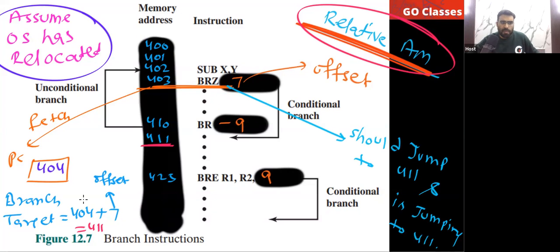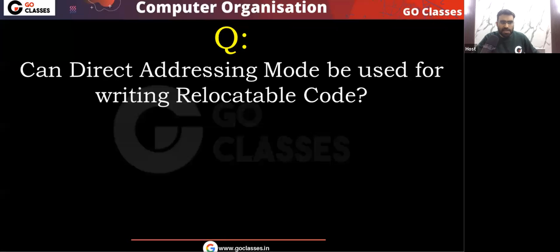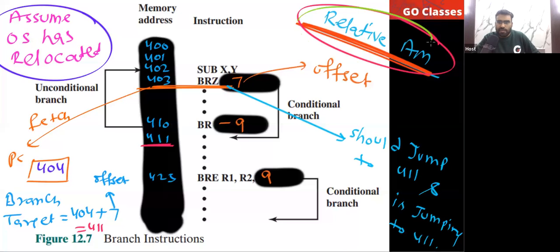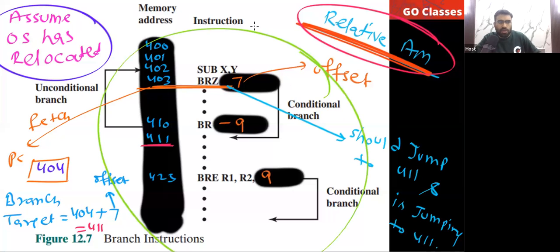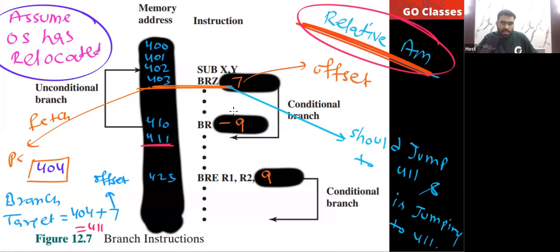So remember, very simple point: this relative addressing mode you can use to write relocatable code. So now this is relocatable code. You can put it in the main memory at any physical address. Your operating system, at runtime, can put this code in the physical memory at any address.